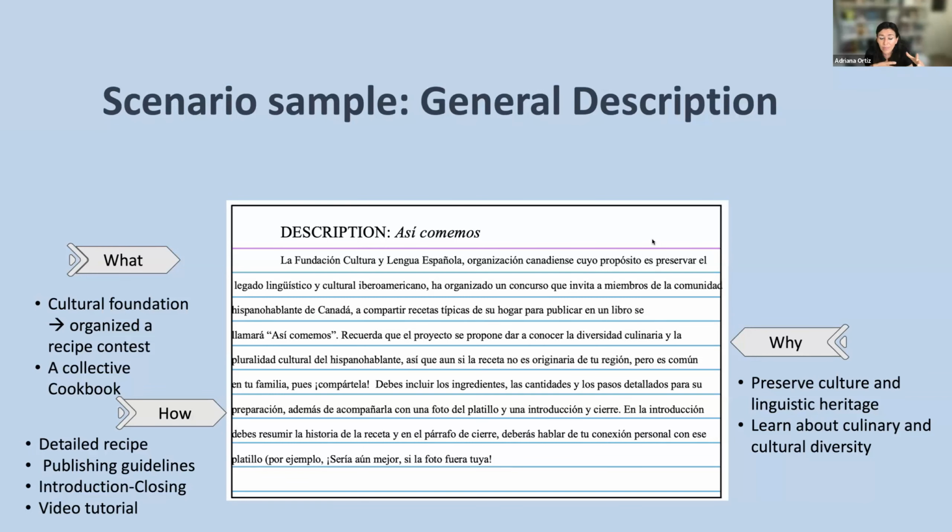It's organized in a recipe context to make a collective cookbook. Why? Well, they want to preserve cultural and linguistic heritage and learn about cultural and culinary diversity in Toronto, in their cities. So how? Well, they have to make a recipe following real publishing guidelines. They need to be connected to that dish and it has to mean something to them. So they will have to explain it in an introduction and a closing statement. And then they have to add a video tutorial.